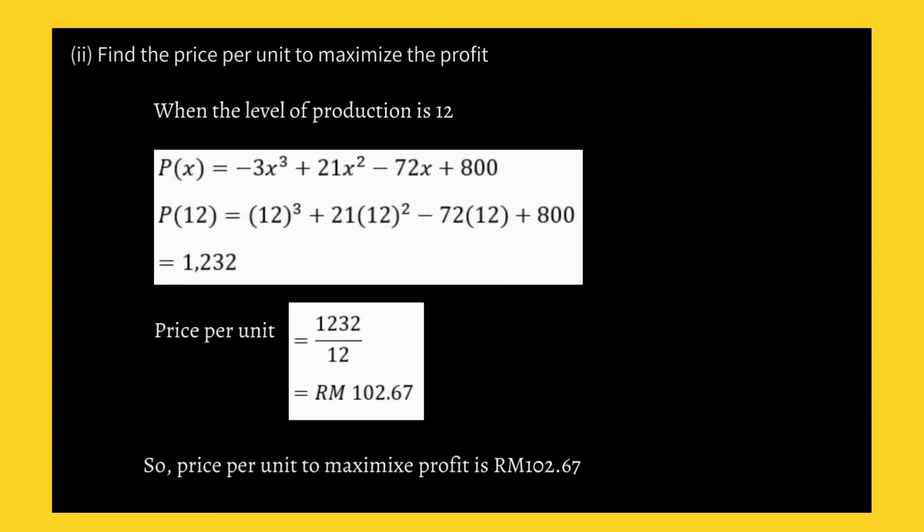The last question is to find the price per unit to maximize the profit. When the level of production is 12, we get the answer 1232, but we need to divide by 12 as the question asks for per unit. Then we get the price per unit to maximize profit is 102 ringgit 67 cents.